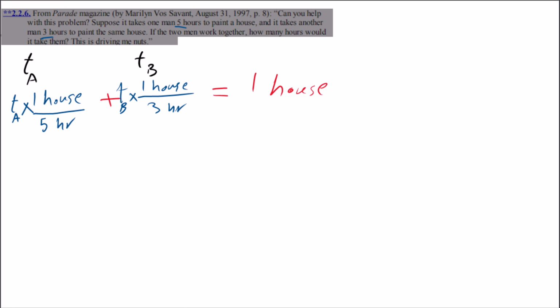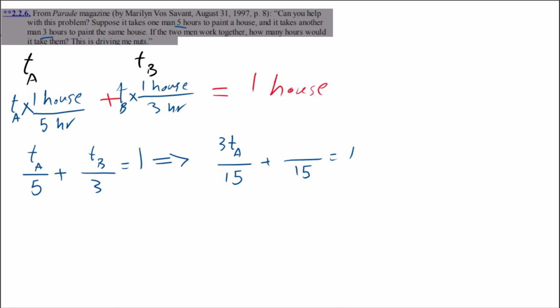We can say that this plus this equals 1. Or we can say this is 15, this is 3, this is also 15, plus this is 5. As we can say that TA and TB are equal, we can say that 8 TA equals 1.